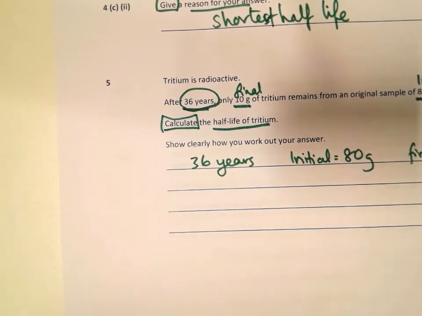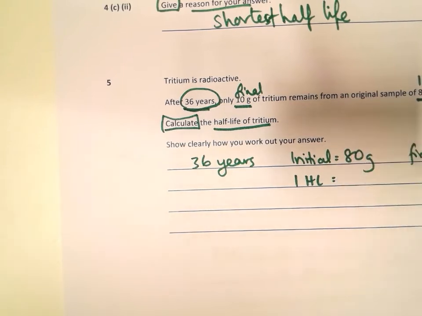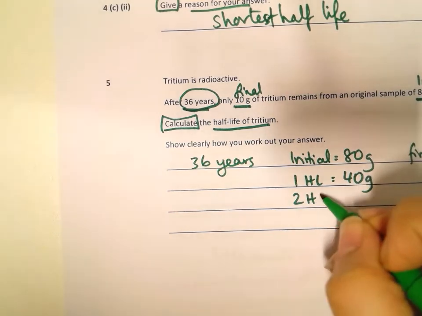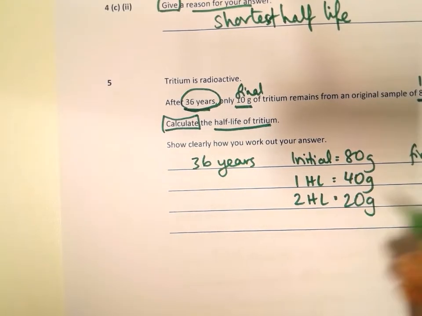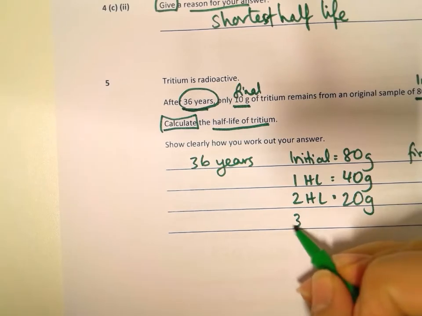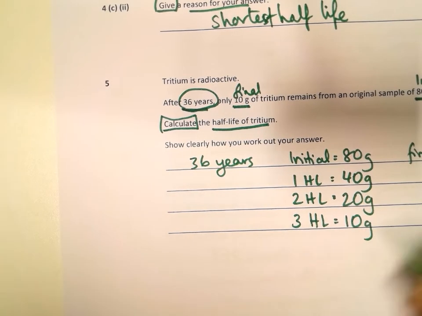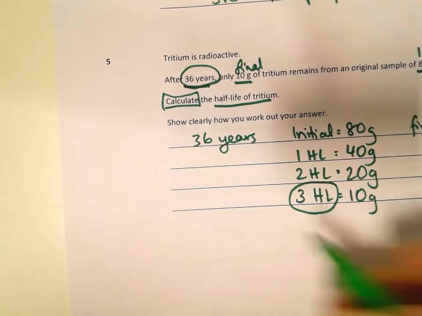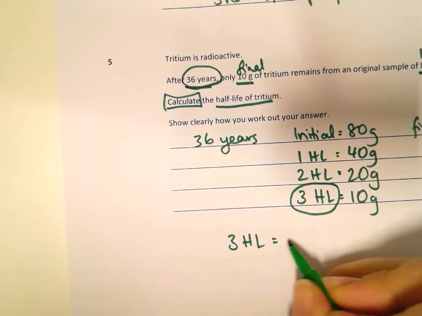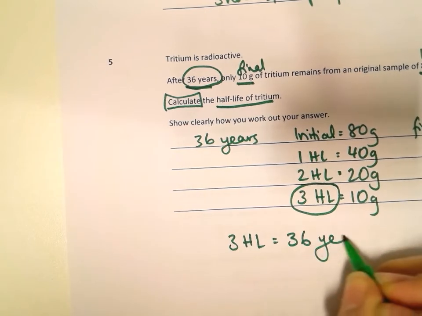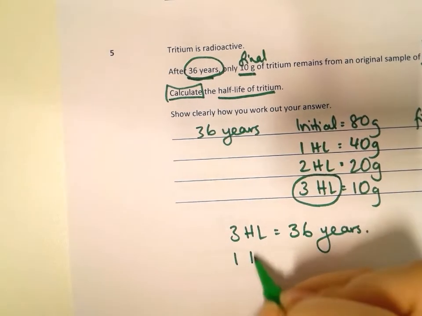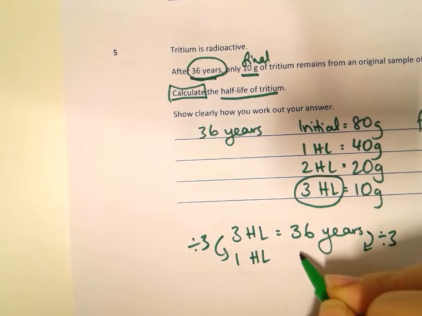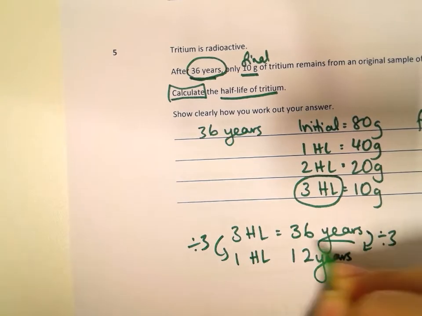So if our initial is 80, after 1 half-life it will be 40 grams. Not the same yet. So after 2 half-lives, 20 grams. Still not the same as our final. After 3 half-lives, we keep going. Oh, yep, it's our final one. So there we have 3 half-lives. That means that in 3 half-lives, that is in 36 years. Instead, I want it with 1 half-life, so I have to divide by 3. And this side, if I divide by 3, my final answer, 12 years.